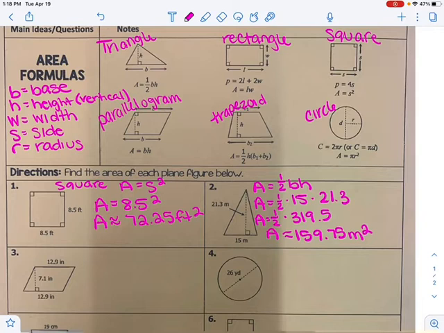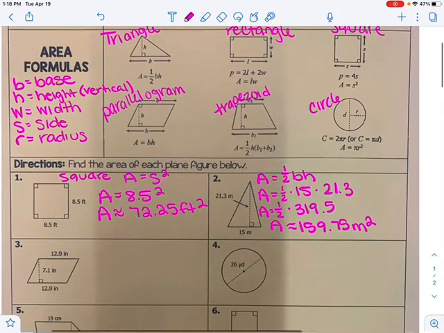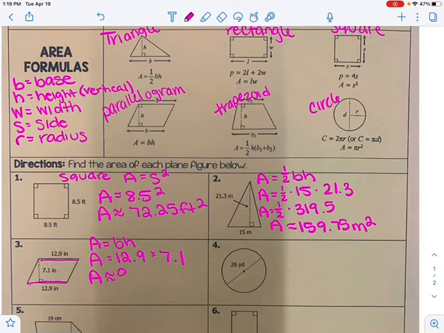In number 3, you have a parallelogram. And notice that the two bases are the same. And that's how we know that one's a parallelogram. So area is equal to base times the height. The bases are the same, so it doesn't matter which one you use. It's the same number. So in this case, 12.9 times the vertical height of 7.1, which means area is about 91.59 inches squared.